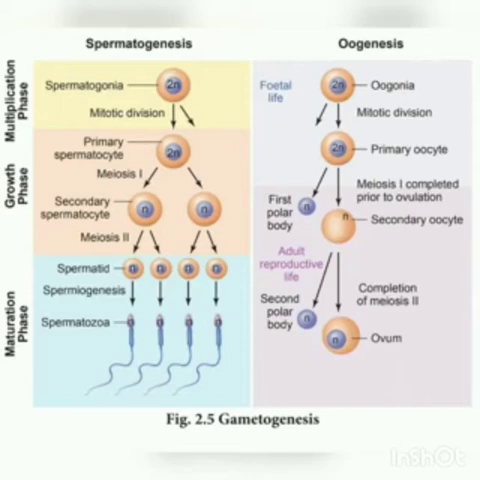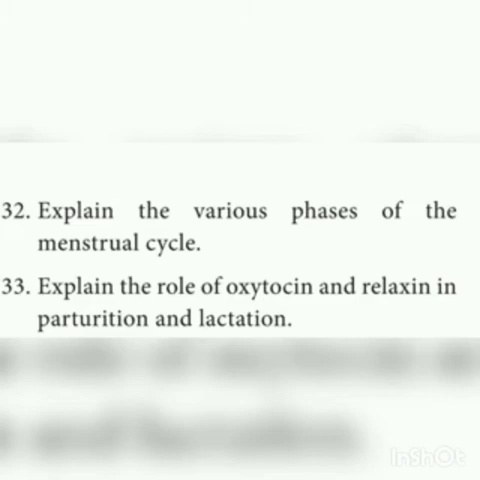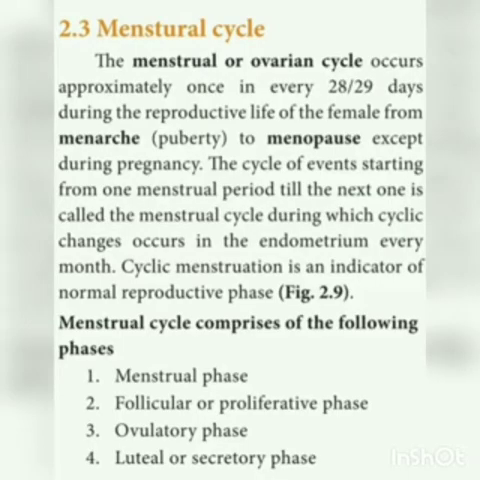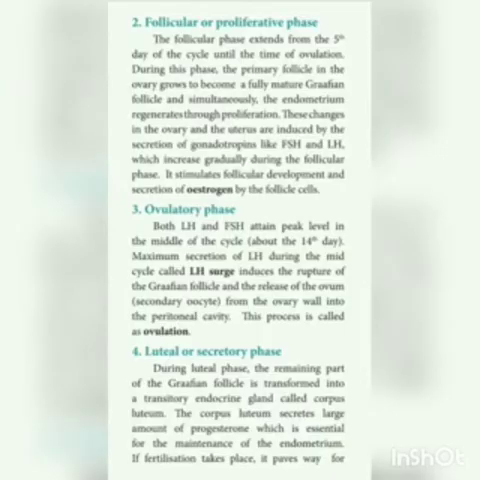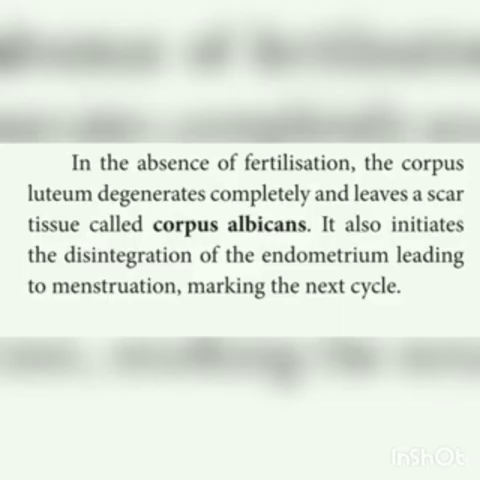Next is, explain the various stages of a menstrual cycle. It's a very important 5-mark question. The menstrual cycle occurs in 28 days in the human reproductive life, and there are different phases: menstrual phase, follicular phase, ovulatory phase and luteal phase. The menstrual phase is from day 1 to 5. The follicular phase is from day 6 to 13, the 14th day is the ovulatory phase, and day 15 to 28 is the luteal phase or the secretory phase.